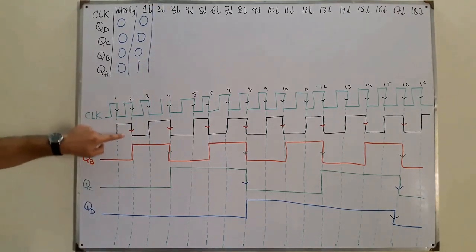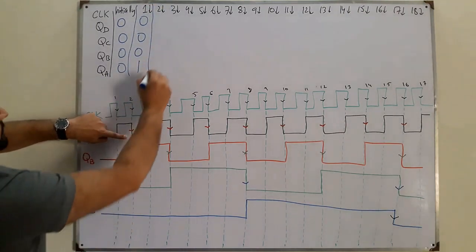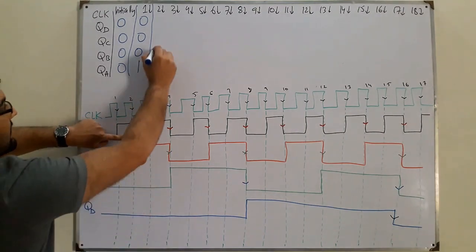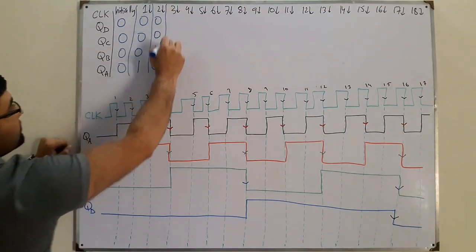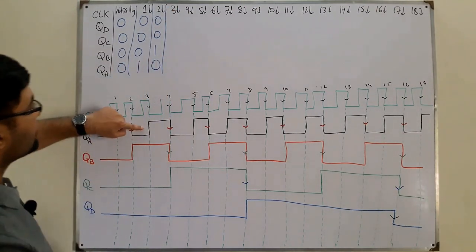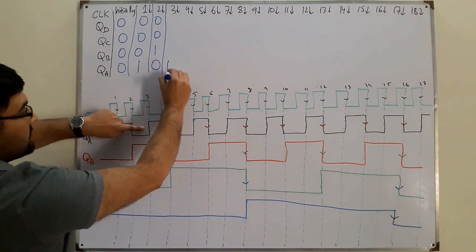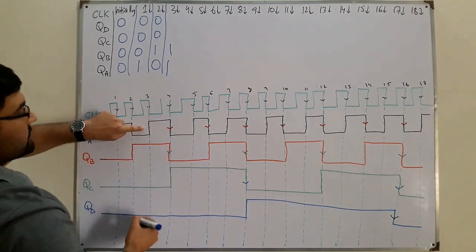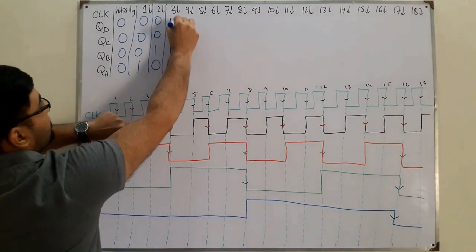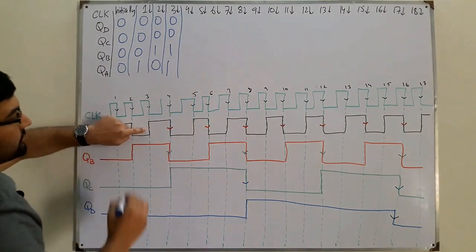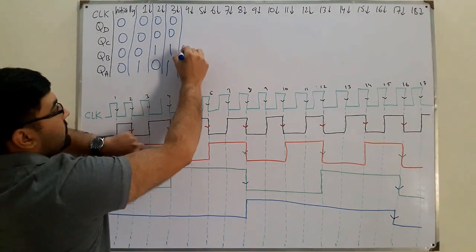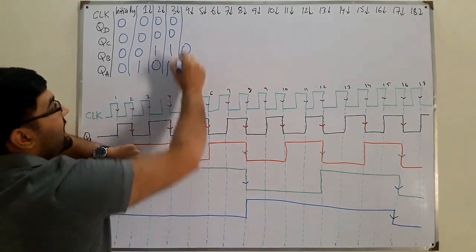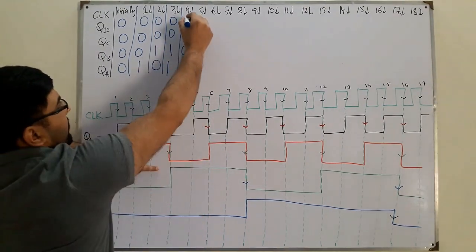Now when the second edge arrives, QA goes low, QB goes high, QC and QD both are still low. Now for the third edge, QA has gone high, QB is still high, and QC and QD are still low. For the fourth edge, QA goes low, QB goes low, QC goes high, QD is still low.